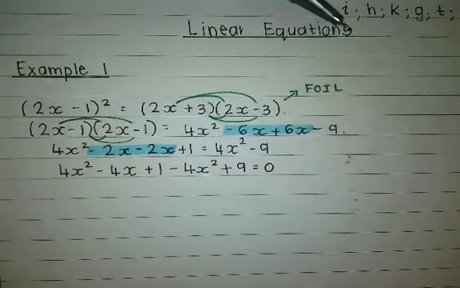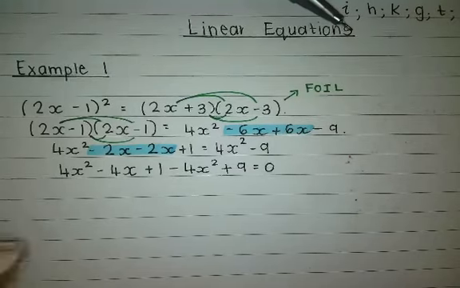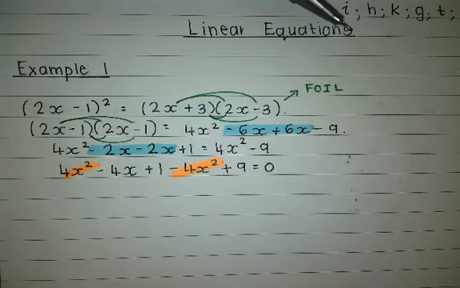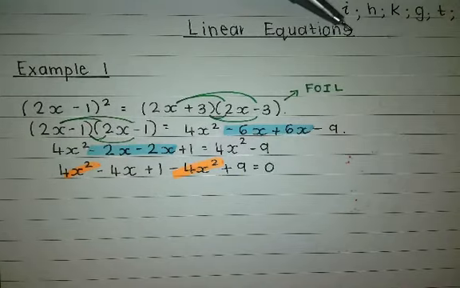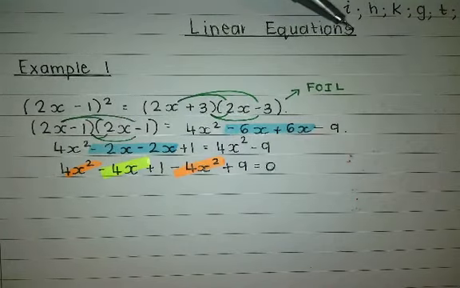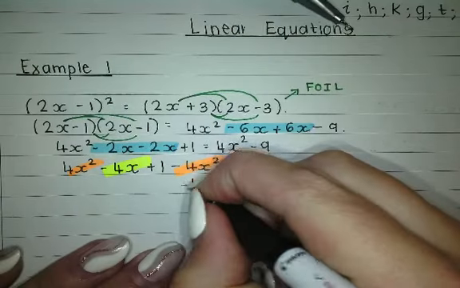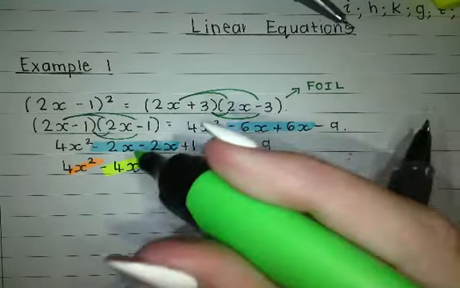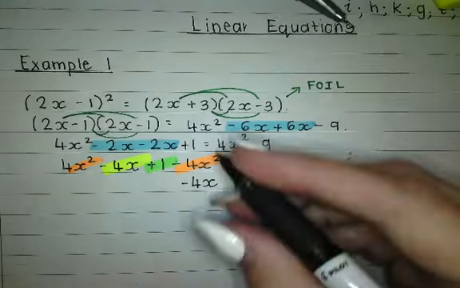Now that everything's on the left hand side, we can look for like terms. So we've got 4x squared minus 4x squared. They cancel each other out. So can you see now the option of a quadratic equation is no longer there, because now our highest exponent for x is 1. So we're going to have negative 4x, and then we're going to have 1 plus 9 is 10.